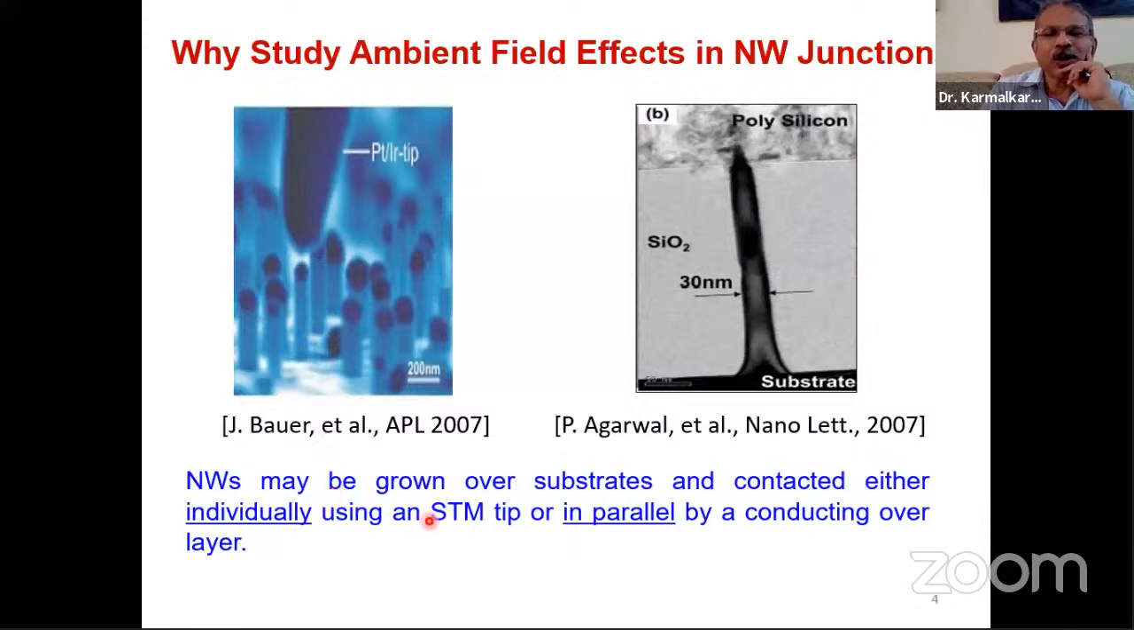So nanowires may be grown over substrates and contacted either individually using an STM tip or in parallel by a conducting overlayer. So these are the two cases that are shown. A single wire being contacted by a tip. On the other hand, you can have a large number of wires, all being contacted together by a polysilicon layer deposited. So you have a large number of all these vertical wires, and on top of this you put a layer of polysilicon.